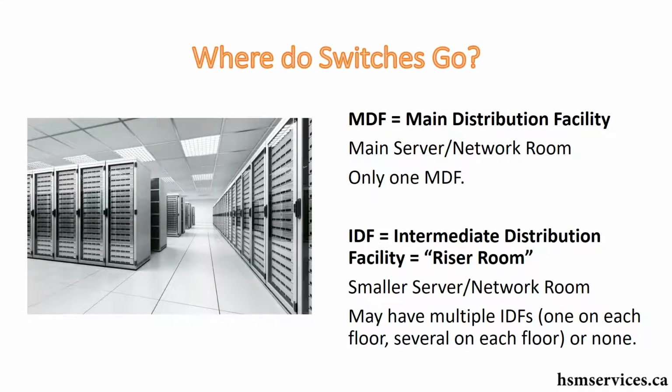Well, you have the MDF, also known as the main distribution facility. There's only one MDF in a building. And as I said earlier, the MDF might be a huge server room, or it might be under somebody's desk. And then you have a bunch of IDFs, which mean intermediate distribution facilities. Some people call them riser rooms. They're basically smaller server rooms scattered throughout the building. You can have no IDFs, you can have one, you can have many. That depends on the size of the building.